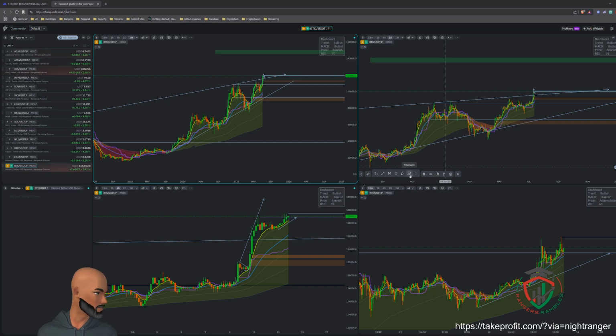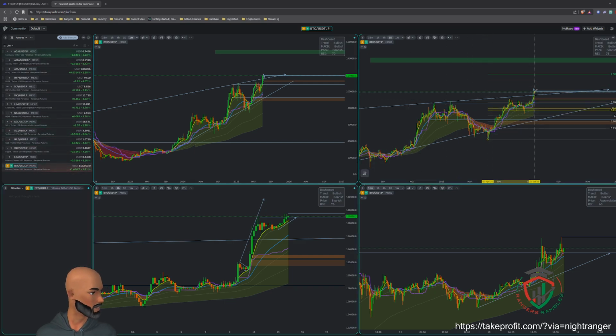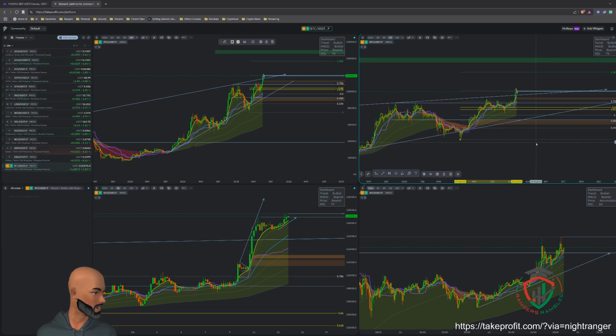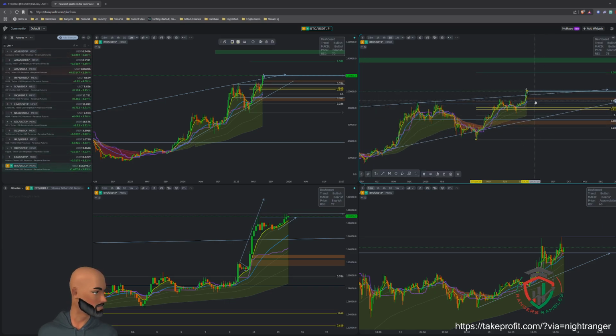Now, what we also want to be looking for is how far the retracement is going to be, if this comes back down. We've got the 0.786 here. So if it comes back down into this wedge and bounces off the 0.786, we are going to go high. That would be the confirmation.